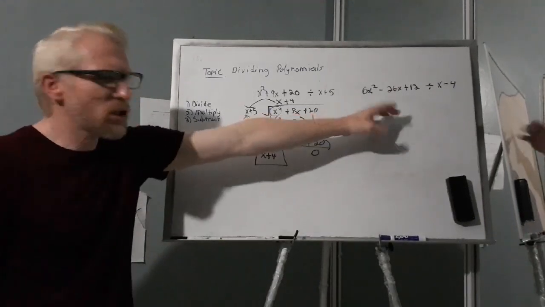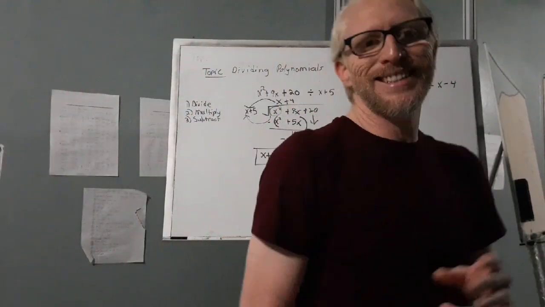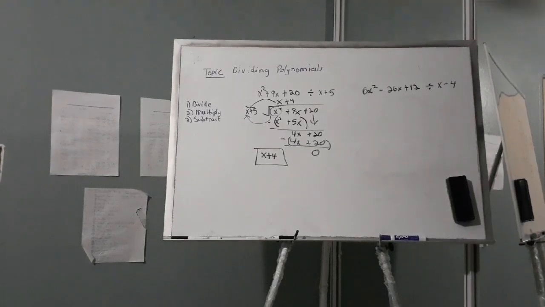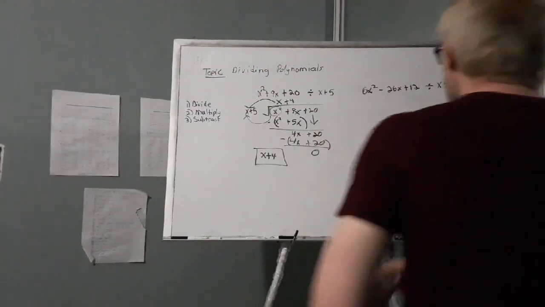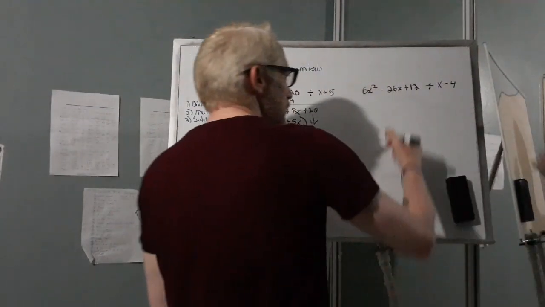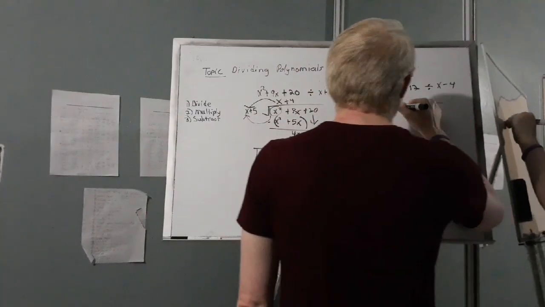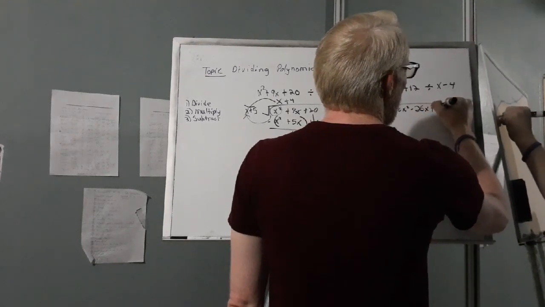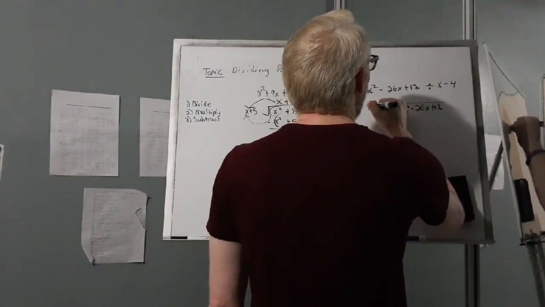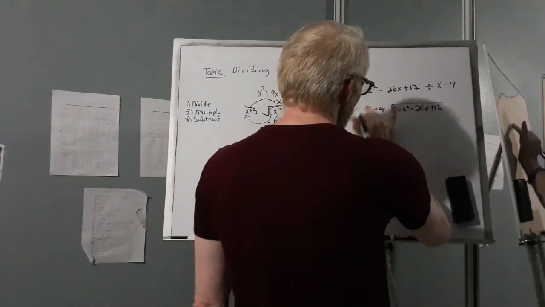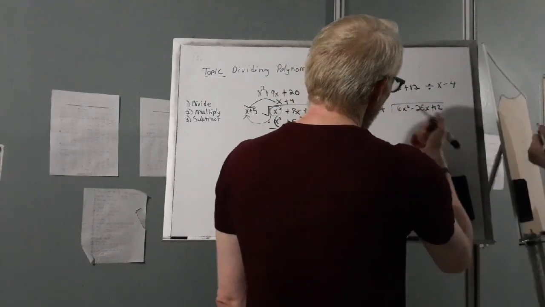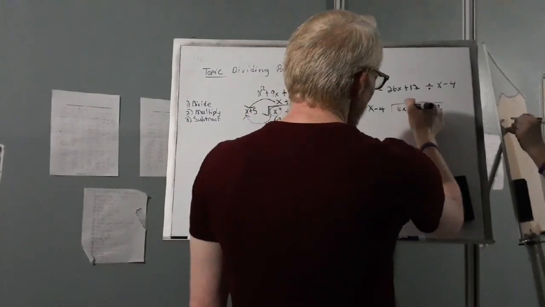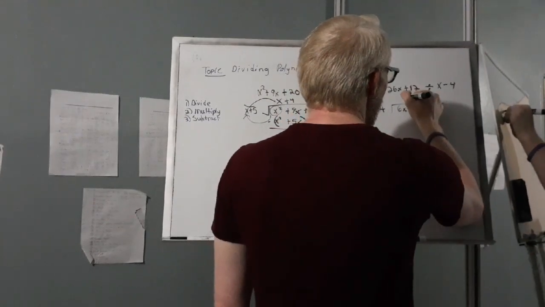And that's it. But sometimes you have remainders, like we're going to see in example number 1 of your textbook, which begins on page 269 and ends on page 270. Okay, so we're going to do the same thing, and our dividend is going to be 6x squared minus 26x plus 12, and we're going to divide that by x minus 4. So we're going to do the same steps that we did. We're going to divide 6x squared by x, and that's going to be 6x.